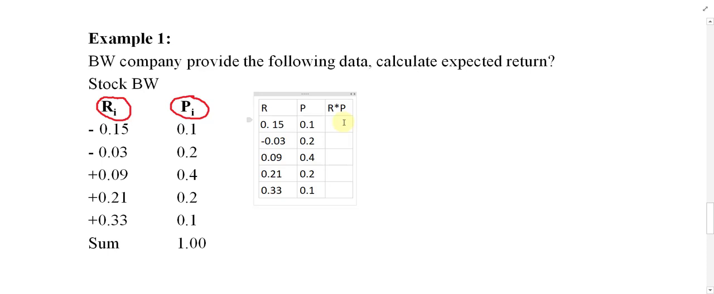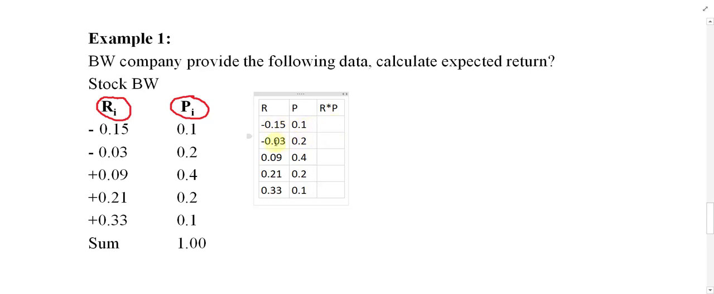Now, in order to calculate its expected return, you have to multiply these two. How can you multiply these two? The first one is minus, so you have to mention the minus as well. First one is minus 0 point, this was the value. So you can multiply it simply.